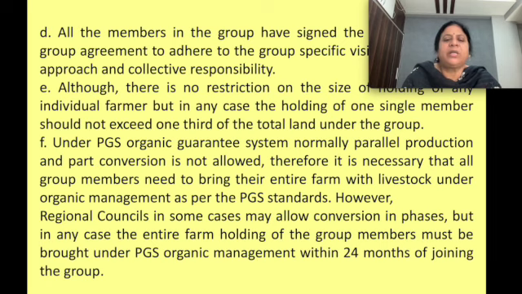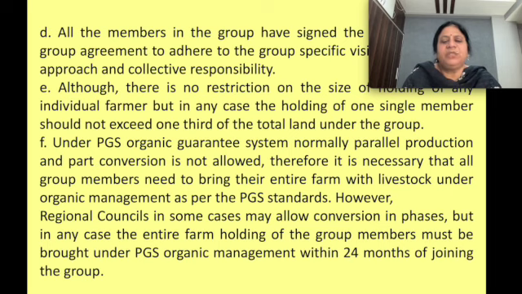Under the PGS organic guarantee system, normally parallel production and part conversion is not allowed. Parallel means some part in the conventional farming and some part in the organic farming. That is not permitted. And part conversion, half of the land conversion. So, therefore, it is necessary that all group members bring their entire farm with livestock under organic management as per the PGS standards.